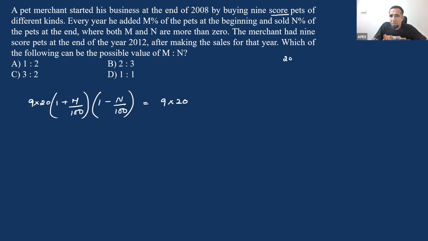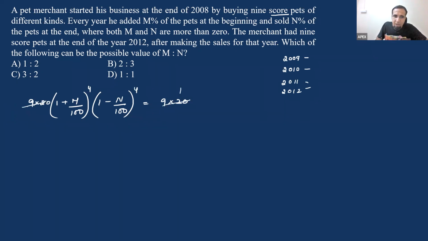From 2009, one cycle of up and down. 2010, one cycle of up and down. 2011, one cycle of up and down, and 2012, one cycle of up and down, which means to the power 4 and to the power 4. Clear? Successive up and downs. So 9, this gets cancelled.